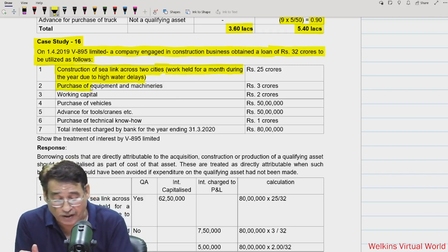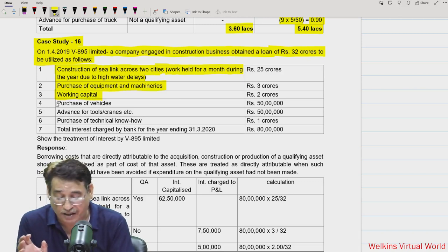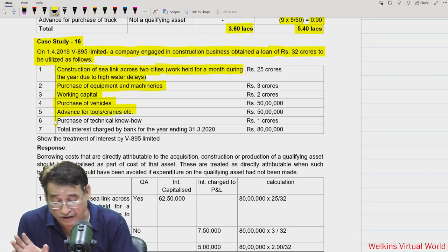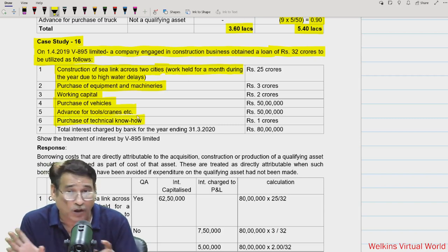Purchase of equipment and machinery is not a qualifying asset. Working capital is not a qualifying asset. Purchase of vehicle is not a qualifying asset, because they are already ready for use. Advance is an item of current nature. It is not a qualifying asset. Purchase of technical know-how is not a qualifying asset.